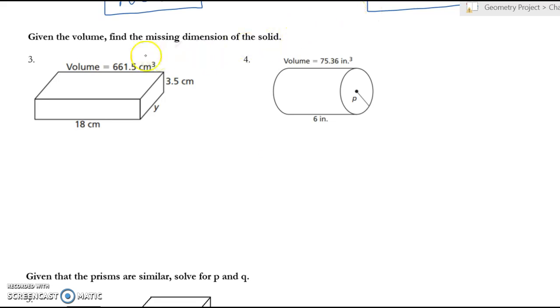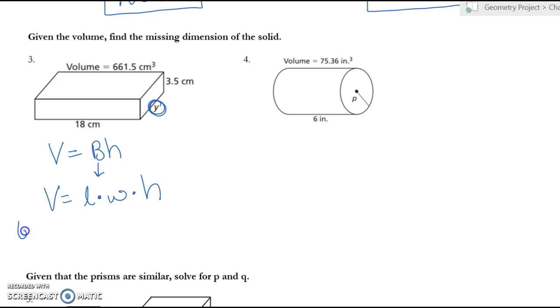All right, so now we have this one. So this one, we're having to find the missing dimension. So for 3, we're having to find y. Okay, so volume equals area of base times height. Well, I can't have a capital B here. I need to break this down. And this shape is a rectangle on the bottom. And so this is going to be length times width times height.